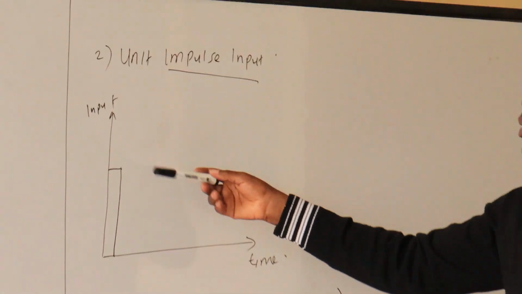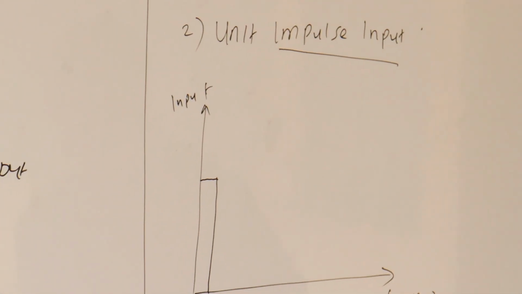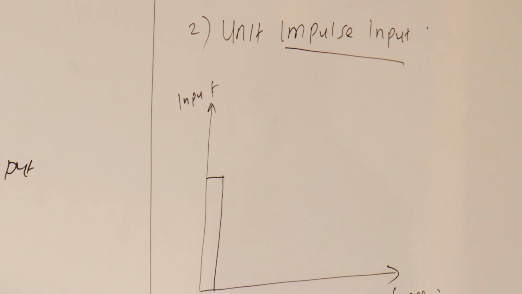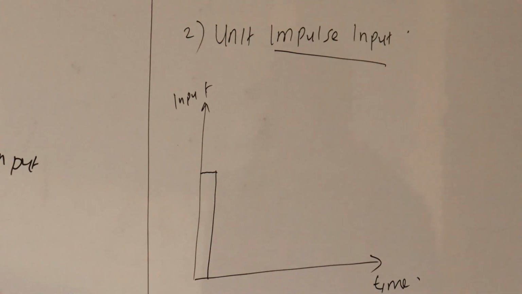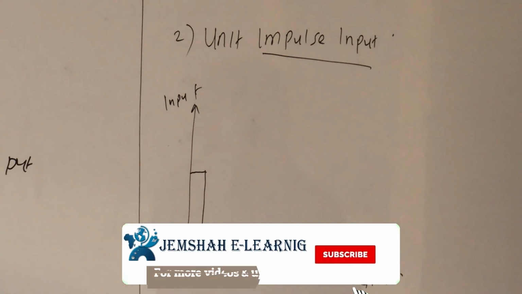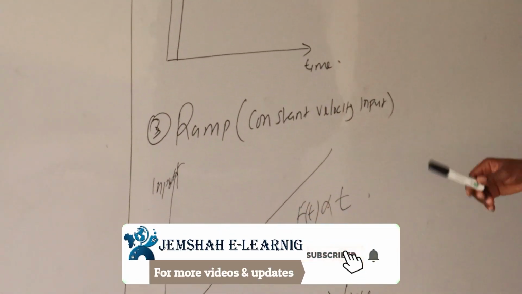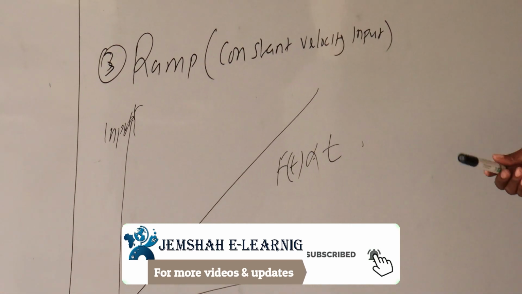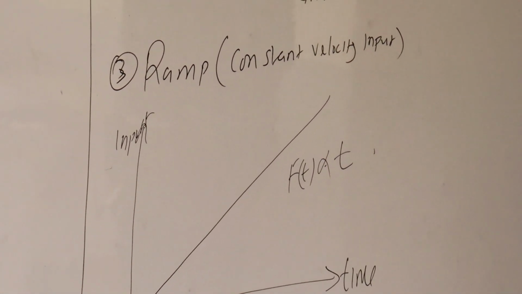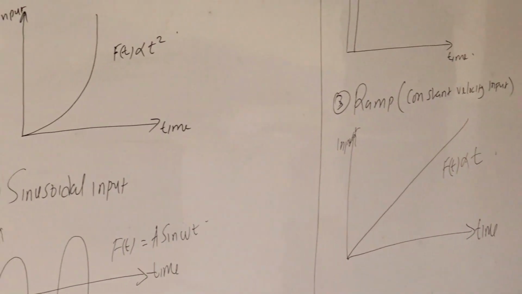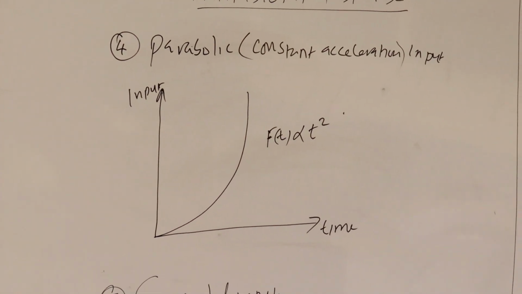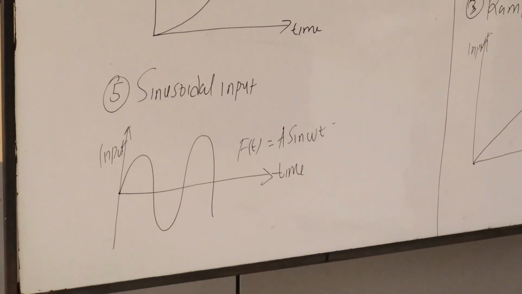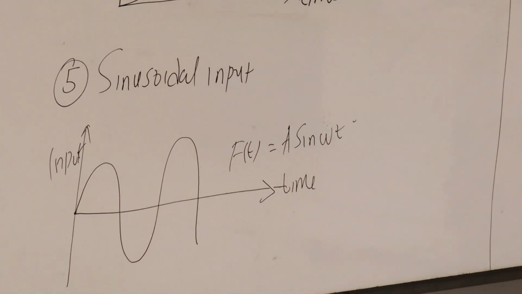It will be easier if we consider a unit, because we say that it has got an infinite height, and the infinite height cannot just be defined. Then we also have what we refer to as the ramp or the constant velocity, whereby the input increases linearly with time, and that one whereby f of t is proportional to t squared, and of course the sinusoidal input that we finished with.